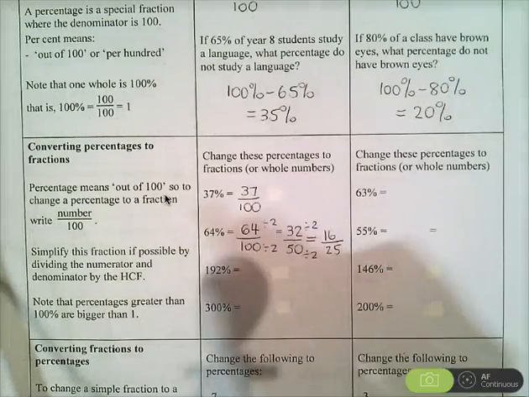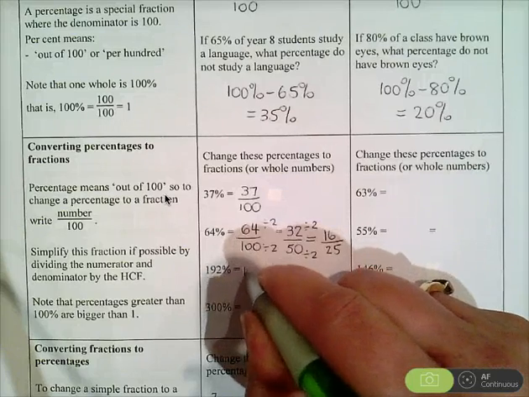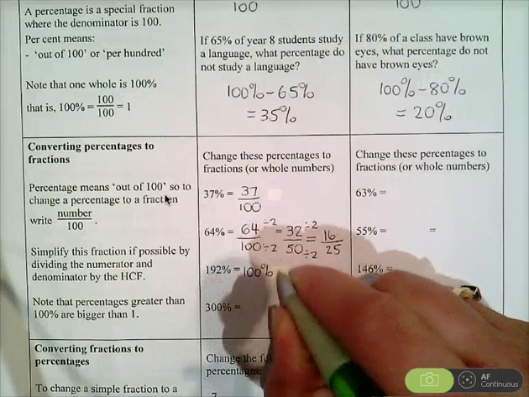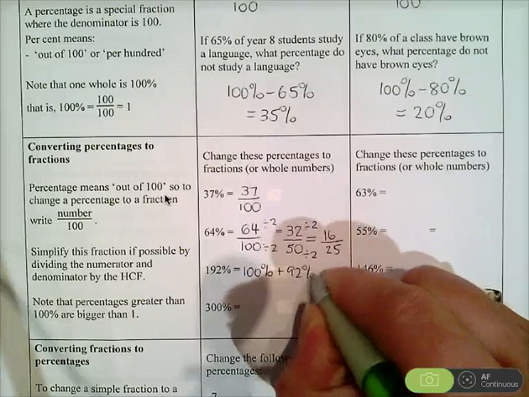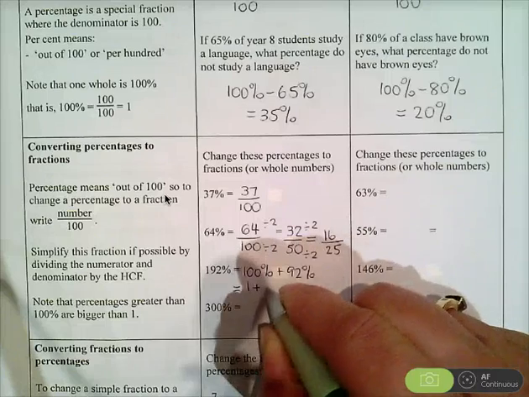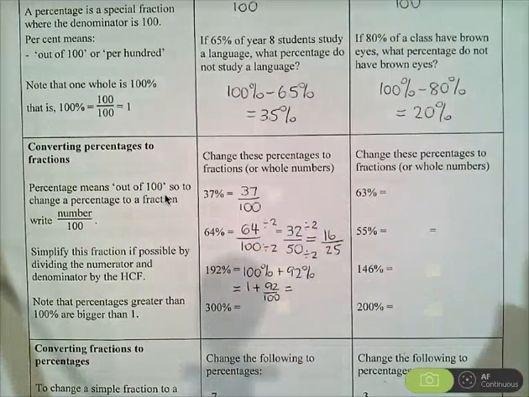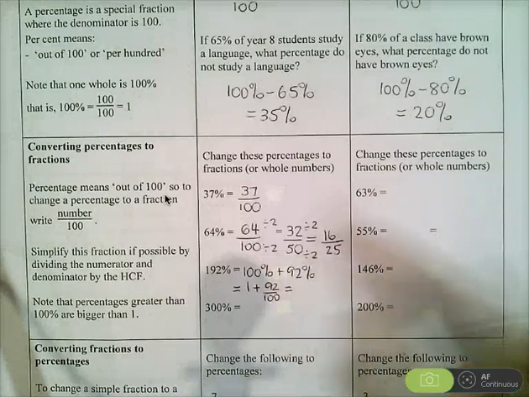Now with this next problem, I'm actually going to break this 192% up into 2 parts. That really is 100% plus 92%. Now we know that 100% is 1 whole and 92% is 92 over 100. So my fraction is 1 plus 92 over 100.